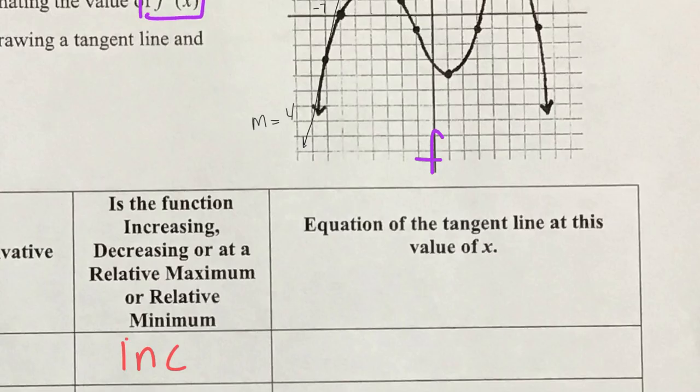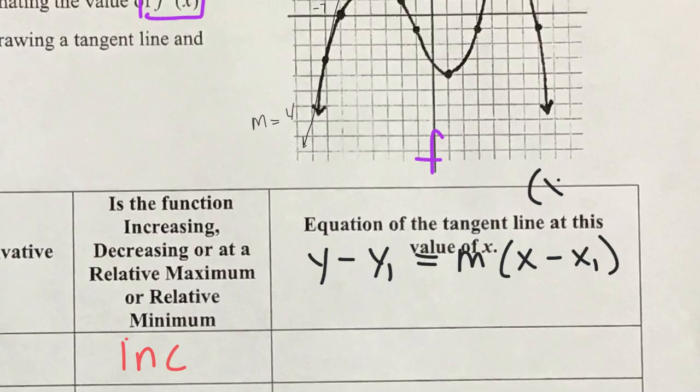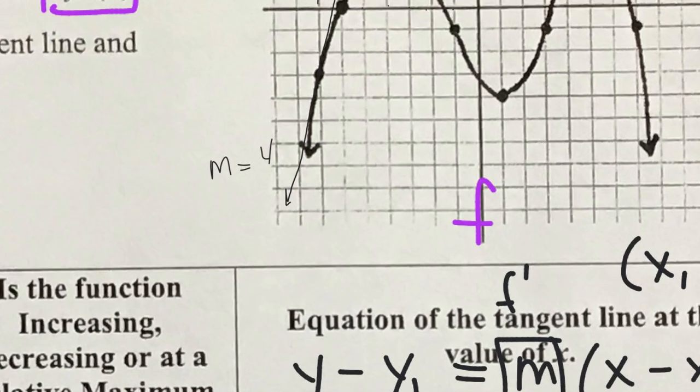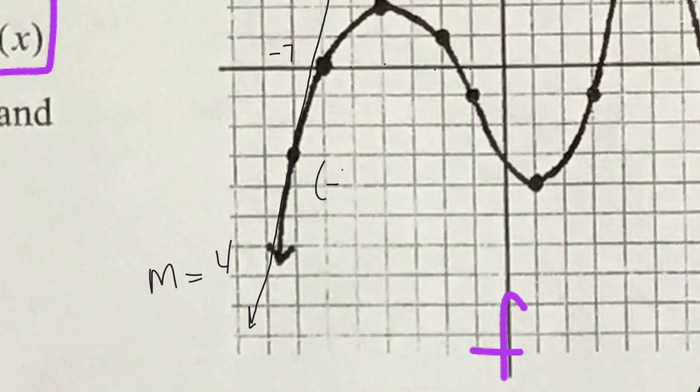Okay, so we're going to use what's called the point slope form. So y minus y1 equals m times x minus x1. This is the point slope of our equation. So we have a point at x1, y1, and the slope is, of course, your derivative at that point. So what is our coordinate for x equals -7? -7 and -3. Okay, so our x1 value is -7 and our y1 value is -3.